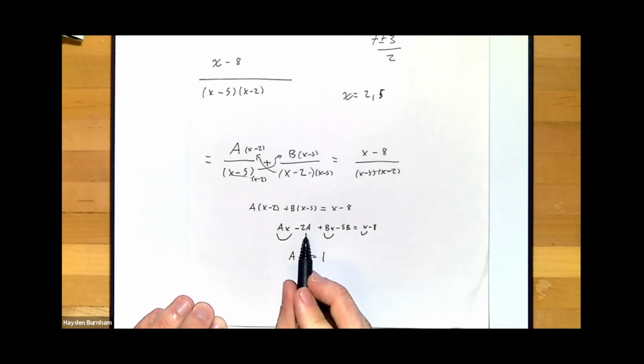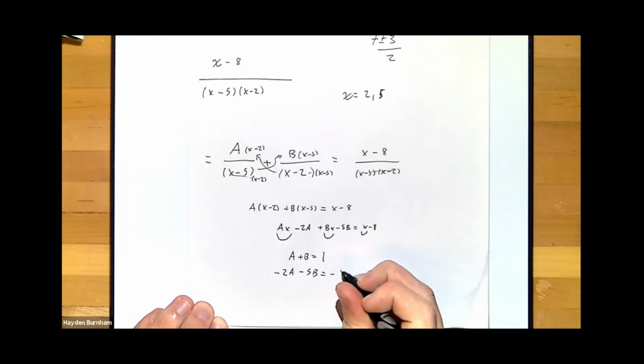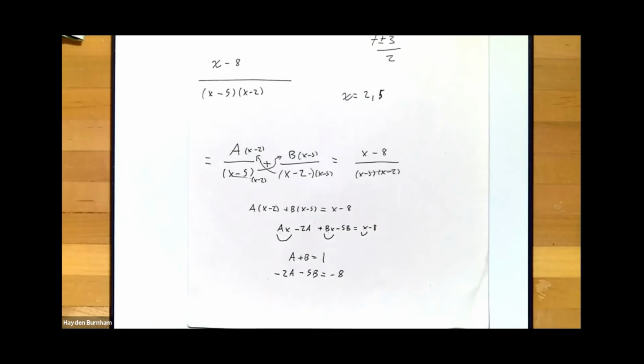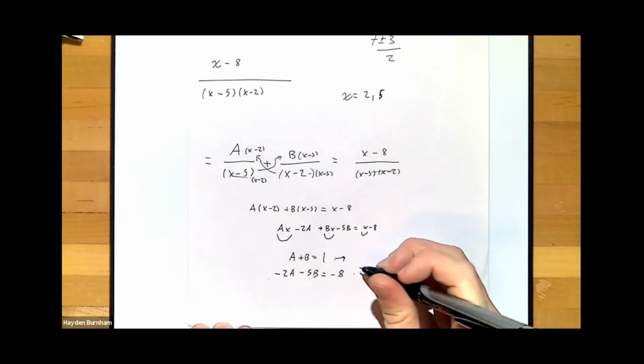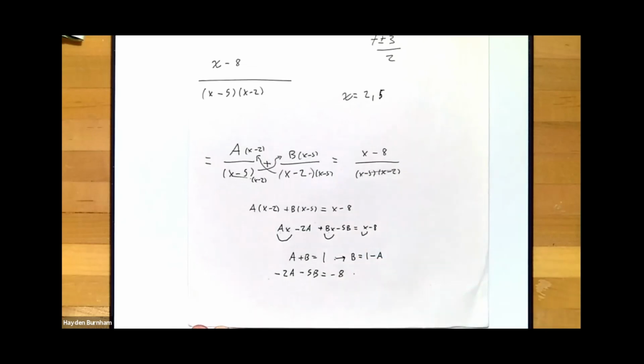And then I look here and I see this negative 2a plus minus 5b. That has to equal negative 8, right? If these two conditions are not true, then it won't be able to break this up. So then I know that b has to equal 1 minus a. So I can just take that and put that in the other equation. So that's going to be negative 2a minus 5 times 1 minus a equals negative 8.